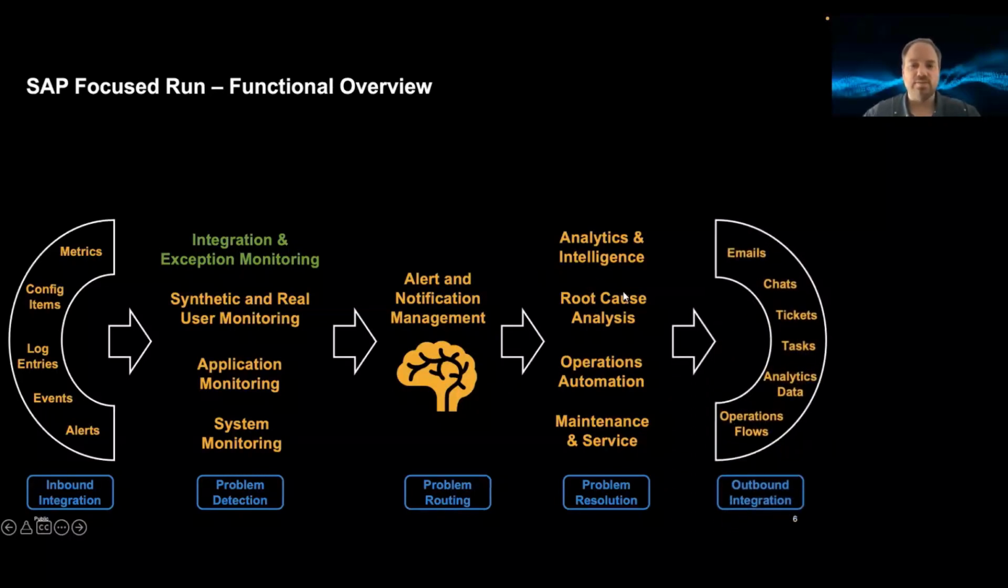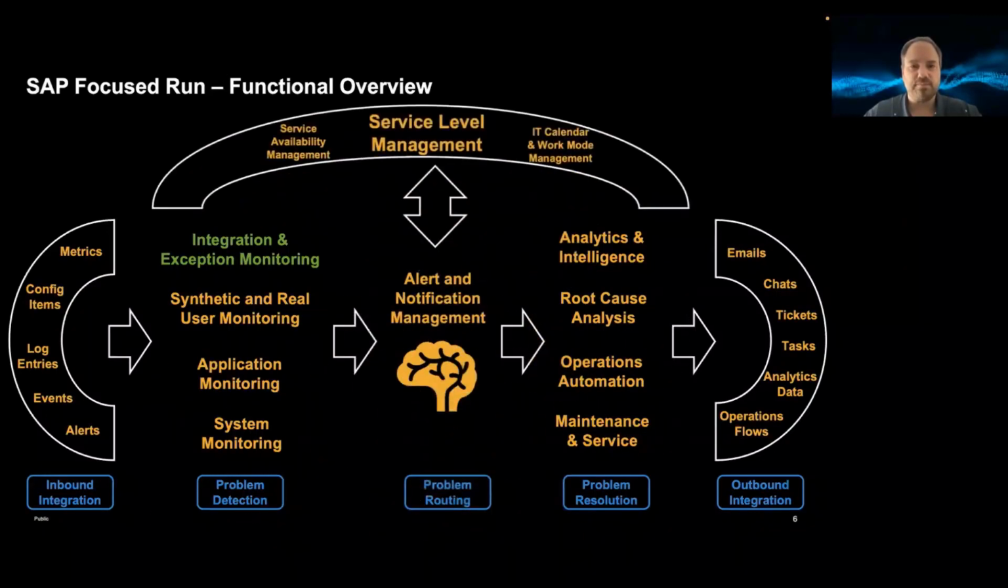From here, we have the possibility to simply send out some things via our outbound integration channel. So on the first hand, we can send out emails. We can also send out, in the future, chat notifications. We can create tickets in a ticket system, for example. We can start operation flows, and we can also expose the data to external tools. So, for example, Grafana can be used to build your own dashboard on the data which we expose.